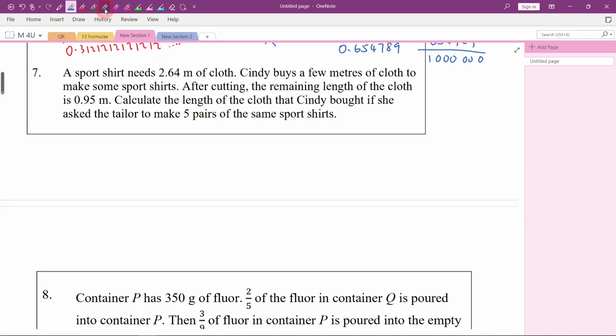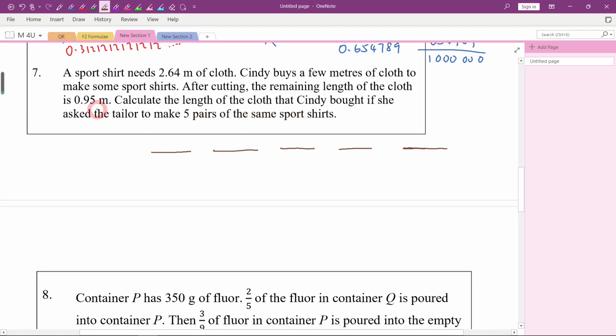Sometimes if you don't know how to solve it, you can just simply draw a diagram. 5 shirts. You don't have to draw a shirt out. Just simply draw a line. 1, 2, 3, 4, 5. Just assume that every one is the same length.